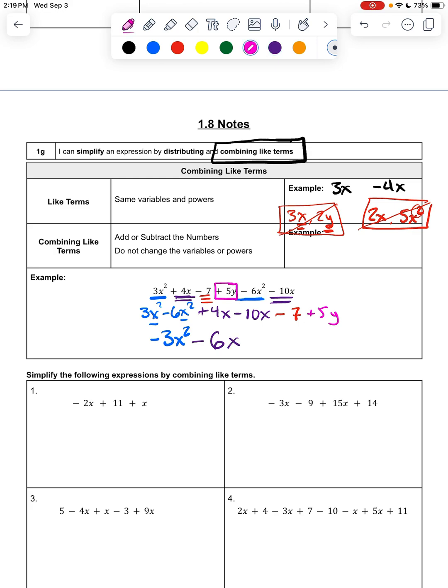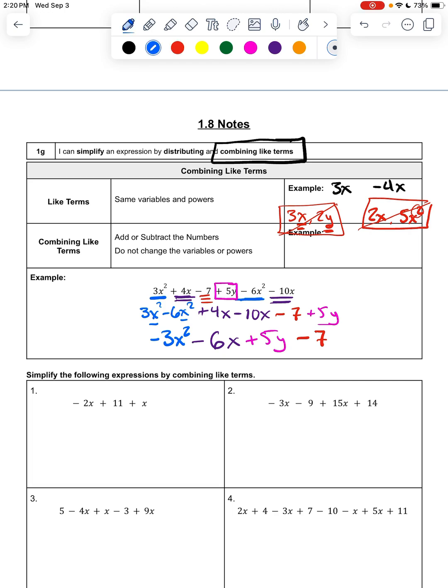I'm going to bring this 5y down. It doesn't have any like terms. I'm just going to place it there. And then typically we put the constant last. That is a simplified expression once we've combined our like terms. So I've gone through and I've marked what are those like terms. You could use underlines. You could use shapes. Another way we could do that is like this.